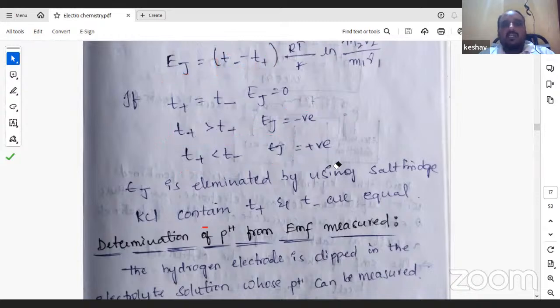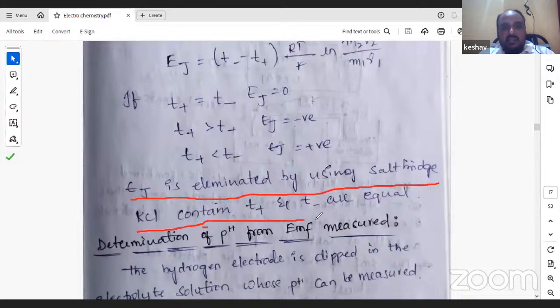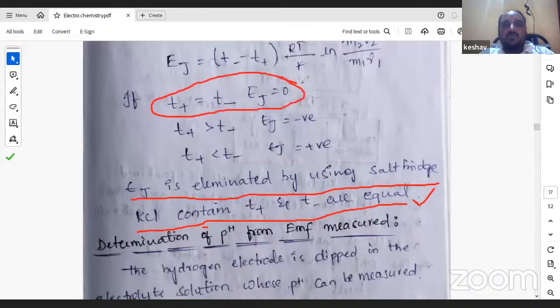Therefore, the liquid junction potential can be easily eliminated by using salt bridge, right? Here statement will be there. Ej is eliminated by using salt bridge. The salt bridge consisting KCl solution whose cation and anion transport numbers are equal. That is T plus and T minus are equal. Due to this reason, we can get the liquid junction potential 0. So that's why whatever is the system we may establish, we have to utilize the salt bridge, therefore the liquid junction potential can be eliminated.